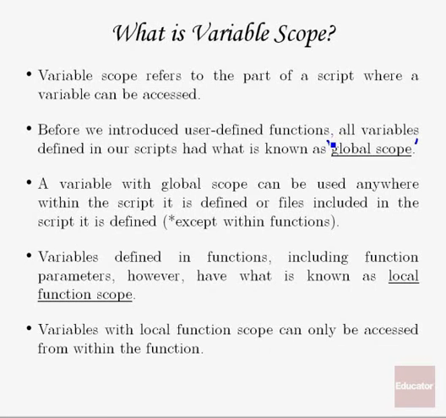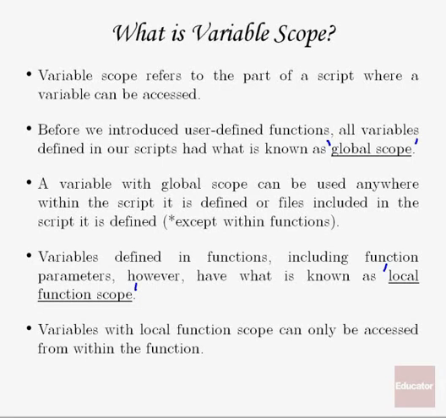However, now that we've introduced user-defined functions, variables defined in functions have what's known as a different scope. It's called local function scope. And that basically affects the ability to use variables defined in your script within a function and variables defined within a function within the script. And the reason is because they're known as scoping rules.